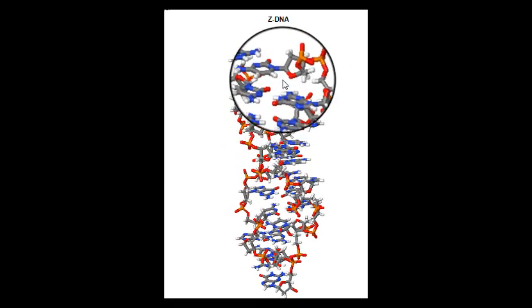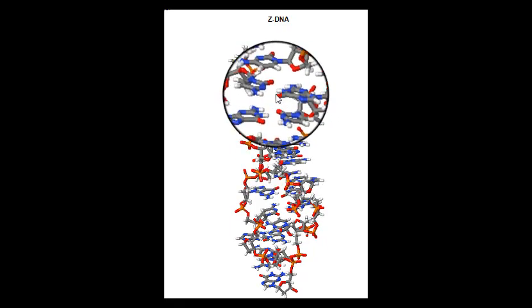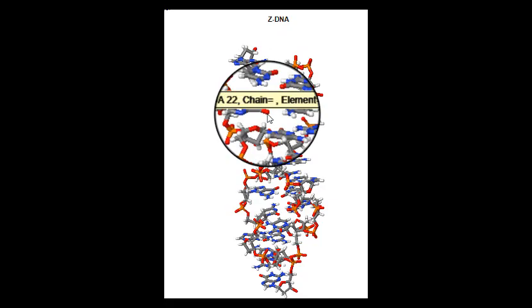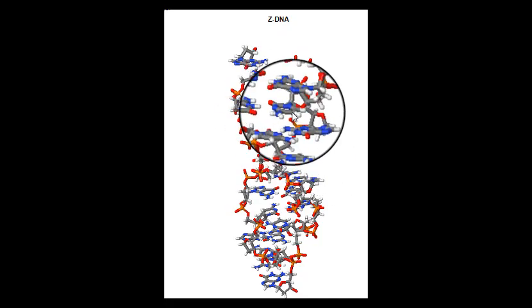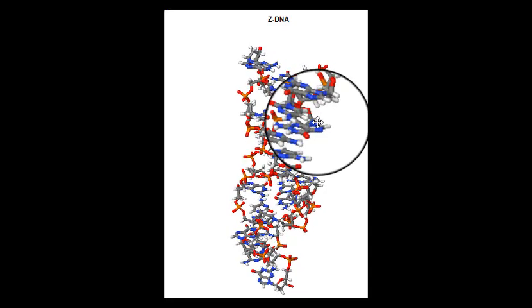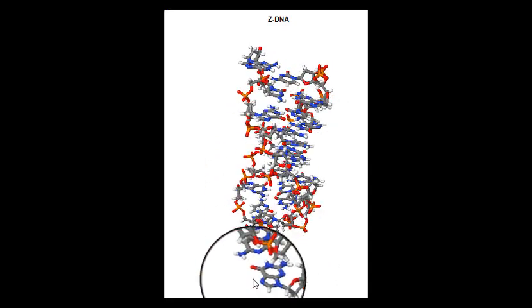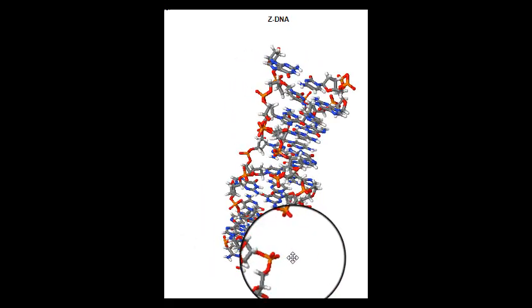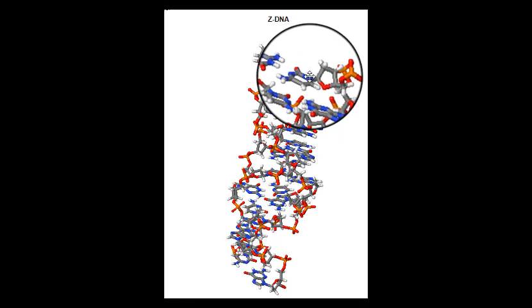You can see these two bases will come above these two bases. The two bases will form an angle between them. So base repetition happens in chunks of two bases, and then this is a left-handed helix. You can see the helix like this, left-handed helix.